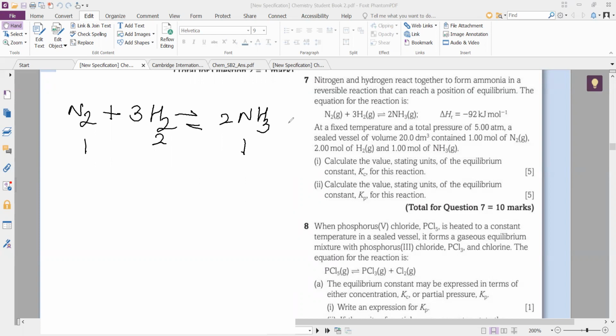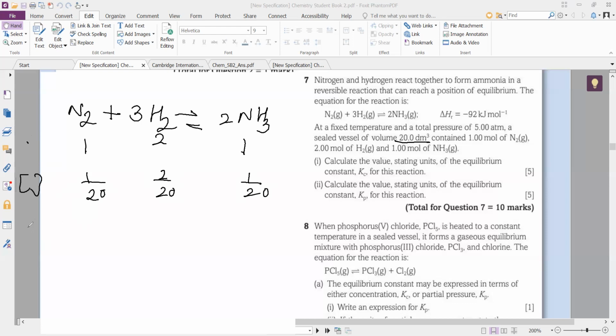The reactants at equilibrium, reactants, products, everything is there. Nitrogen and hydrogen react to form ammonia in a reversible reaction at a position of equilibrium. At a fixed temperature and total pressure, this sealed vessel contains this. That's it. This is equilibrium. So equilibrium moles, right? Then we can come to the concentration. Concentration is 1 divided by 2, here 2 divided by 2, and here 1 divided by 2. Volume is 20. Sorry, 2.